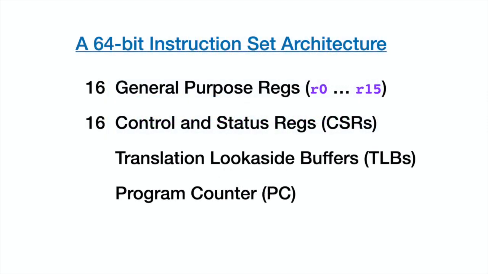Each core has 16 general-purpose registers of 64 bits each. In addition, there are 16 control and status registers, and these are also 64 bits. The control and status registers are used to control the processor and to enforce the kernel protection mechanism, and they are used in context switching between user and kernel threads. There are also a number of registers called translation look-aside buffers, which are also 64 bits. The exact number of TLB registers is implementation dependent. And of course, there is a program counter.